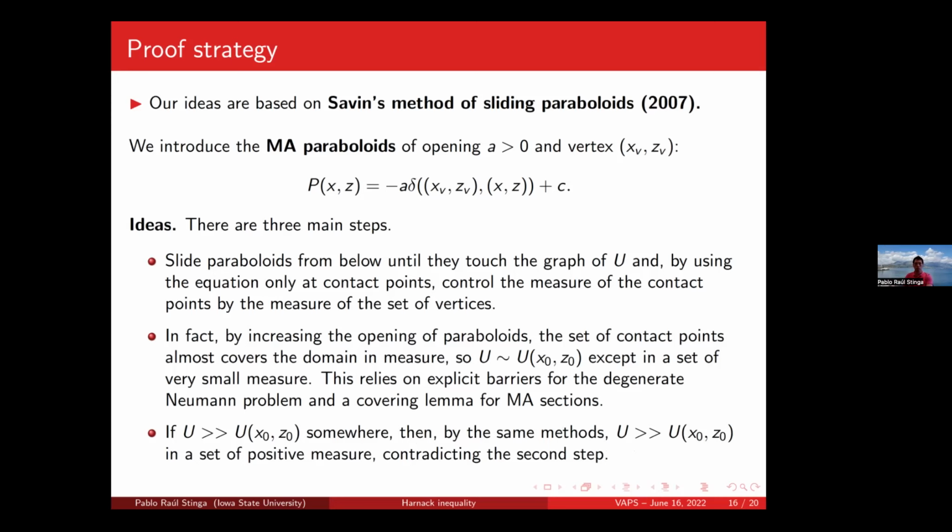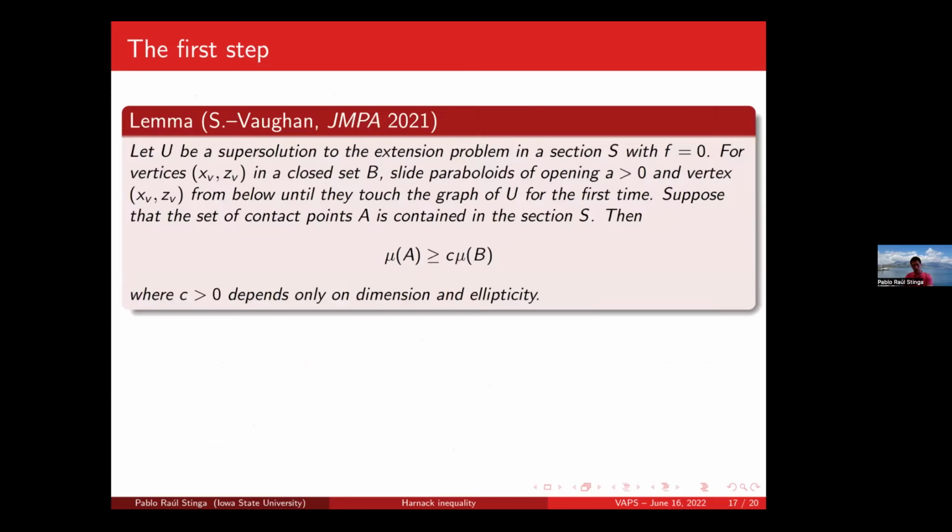So let me talk about the first point, which is the control of the measure of the contact points by the measure of the set of vertices. So here is the main lemma. Say you have a supersolution to the extension problem in a section. We don't have Neumann, so f equals 0, say, for simplicity. And then we take vertices in a closed set. Again, we slide those paraboloids of opening A with those vertices from below until they touch the graph of U for the first time. Now suppose the contact points are all contained in the section S. Then the Monge-Ampère measure of the set of contact points is bounded below by the Monge-Ampère measure of the set of vertices, times a universal constant that depends only on dimension.